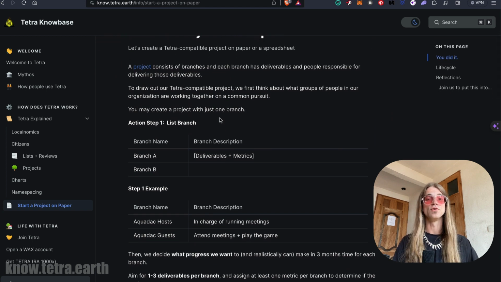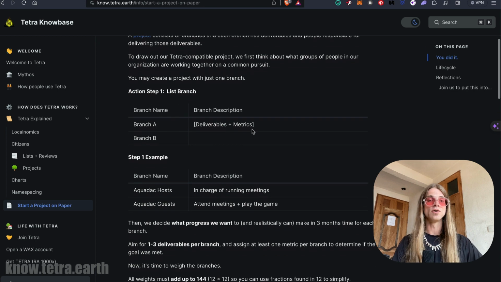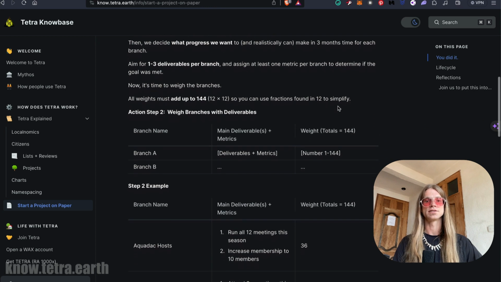The first thing you want to do is to define what your branch is. If you're working alone, you may think, oh, I only need one branch, because a branch is people working together on a goal. But you can still break it off into different branches if the deliverables are different. Let's look more at what a branch is.